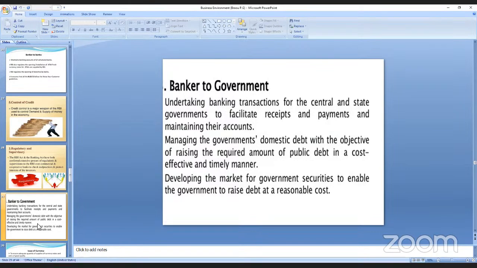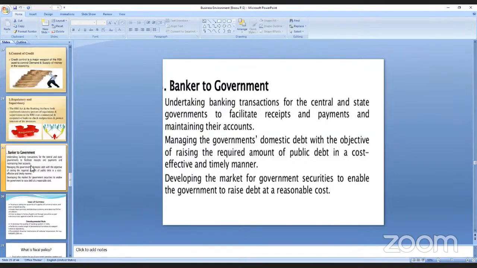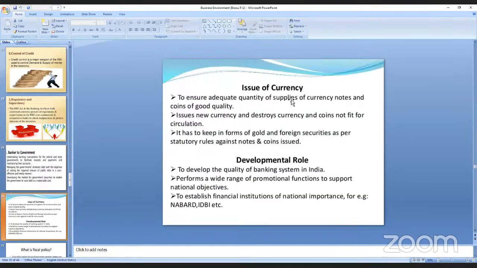Yes, ma'am. So these are the things: the development, the market, the government securities also. They are the bankers to government. Issue of currency. This is the issue of currency. They are making sure of the adequate quantity. Adequate quantity is supplies of currency notes and the coins of good quality.